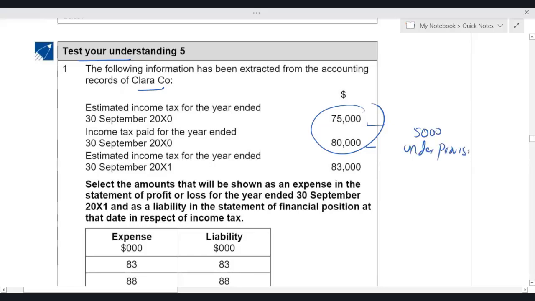So it can be seen that there is a 5,000 under provision, because they made the provision of 75,000, but they ended up paying 80,000. Select the amount that will be shown as an expense in the statement of profit and loss. Obviously, it will be 88,000. At 30th September X1, and as a liability, the liability will remain 83,000. Under provision, let me repeat what under provision does: it increases your income tax expense without having any impact on current year liability.